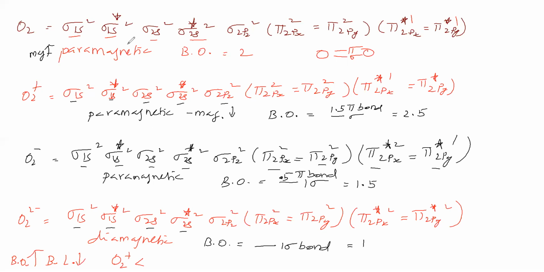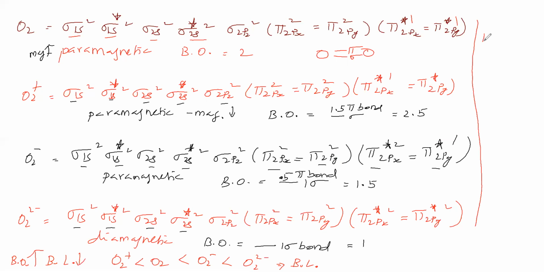Next, the smaller bond order is this O2, therefore bond length is higher. Next, smaller bond order is O2 minus. Next one is this O2 2 minus. This is the order of bond length. Bond length is highest for peroxide, and least for O2 plus.